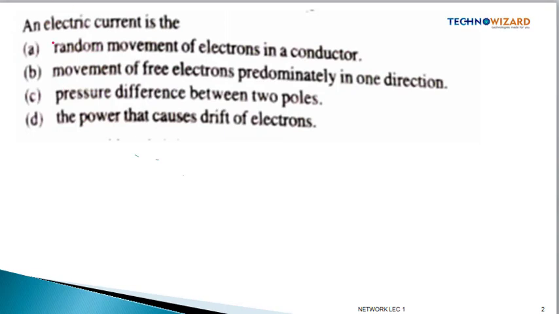The first question is about electric current. The first option is: an electric current is the random movement of electrons in a conductor. This option is wrong because it says random movement. If there is random movement of electrons, they will collide with other electrons and with the conductor surface, so basically it will generate heat. So this option is wrong.